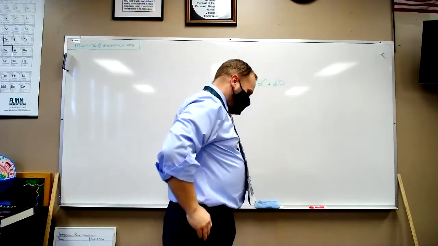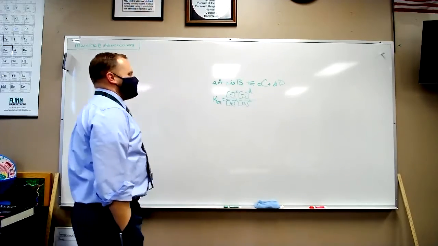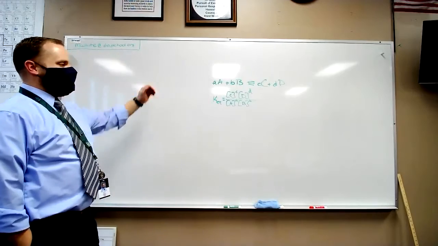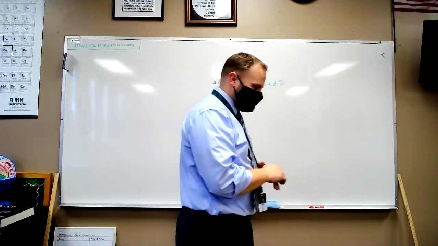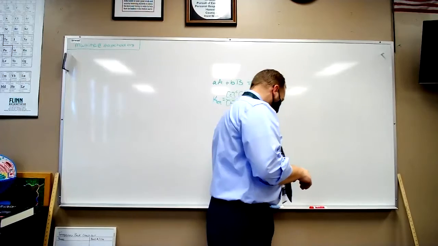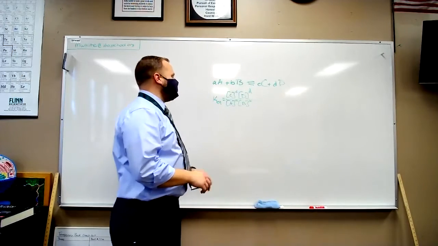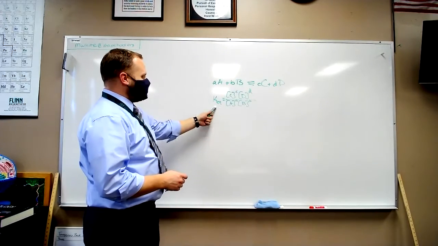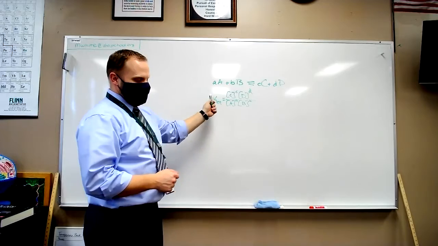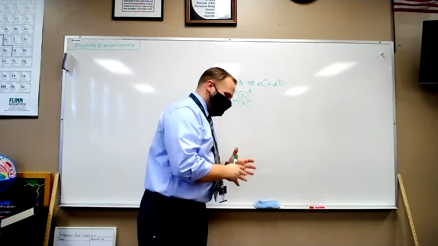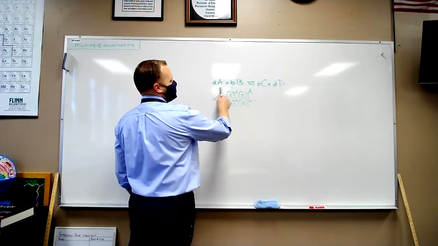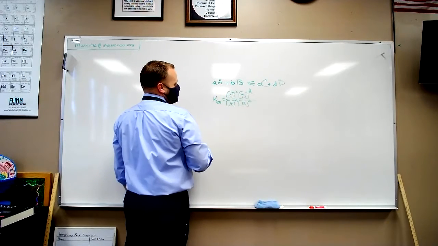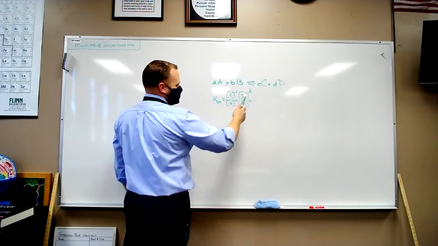Now, that assumes that we are at equilibrium. So the concentrations are not changing. And we're at equilibrium. We can look at this numerical value for K. We can say if it's less than 1, that means we have more of our reactants. If it's greater than 1, we have more of the products.